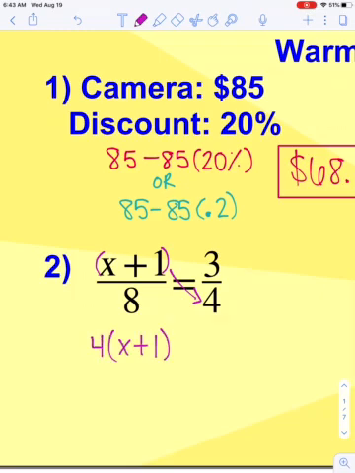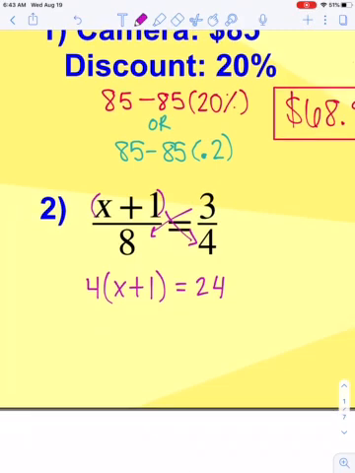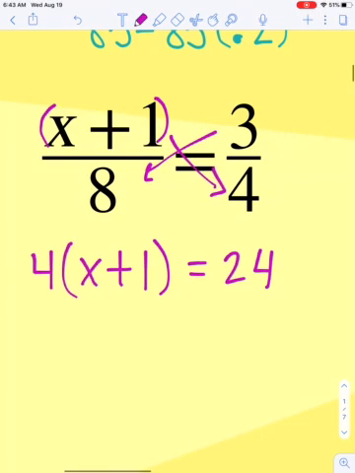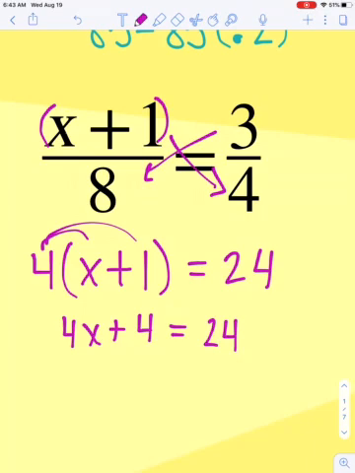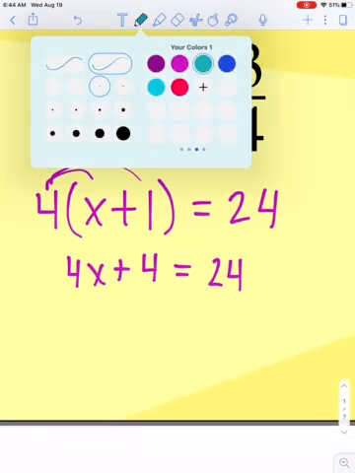So we're going to do 4 times the quantity of x plus 1 equals, because you always set your cross products equal to each other, 3 times 8, which is 24. So once you write it like this, it looks a little different. You have to get rid of the parentheses first, which means we're going to distribute. So 4 times x gives you 4x, drop the addition sign. 4 times 1 is 4, and then equals 24.